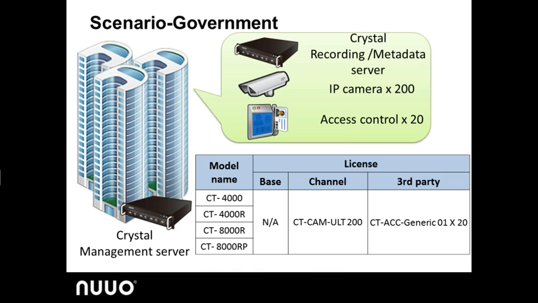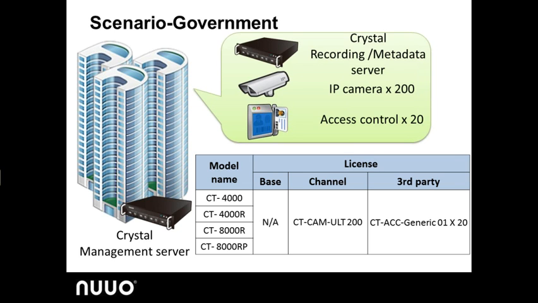So, for the last scenario, you want to move the company to a new building, and since the original CCTV system is too old, you plan to remove it, then use an IP-based NVR to replace it. This time, you select Neural Crystal Titan. In this case, there are 200 IP cameras, and 20 doors need to install an access control system.